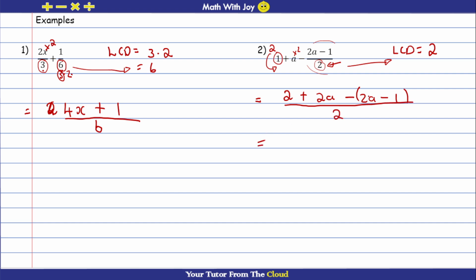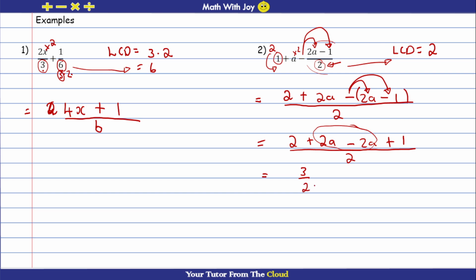Now, why did I put that in brackets? I put that in brackets because the negative still has to multiply with these terms. So that's what I'm going to do now. I have 2 plus 2a, multiply the negative inside to get minus 2a, multiply that inside to get positive 1, divide all of this by 2. These are like terms, and they cancel each other. 2 minus 2 is 0. 2 plus 1 is 3. So the final answer is 3 over 2.